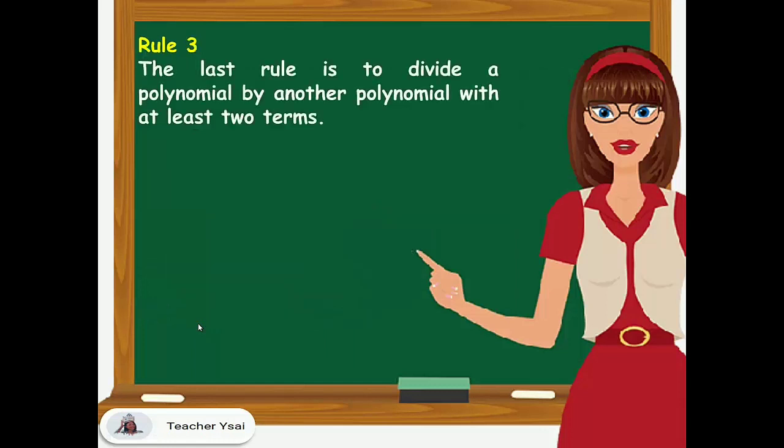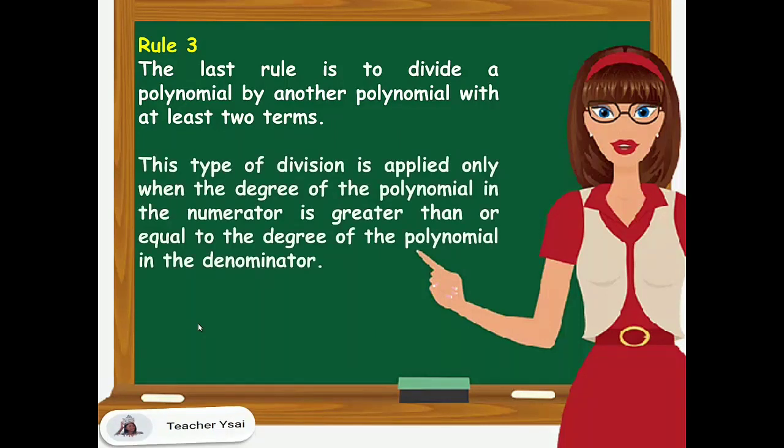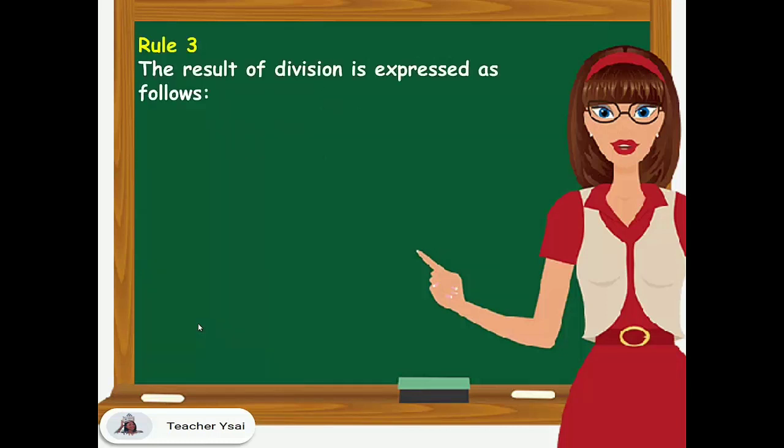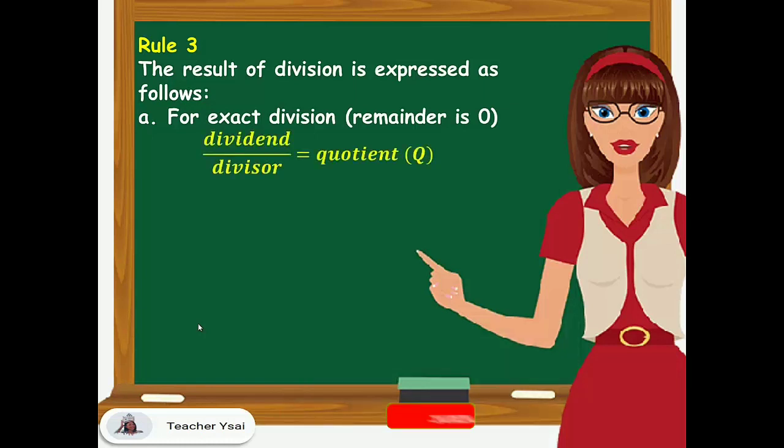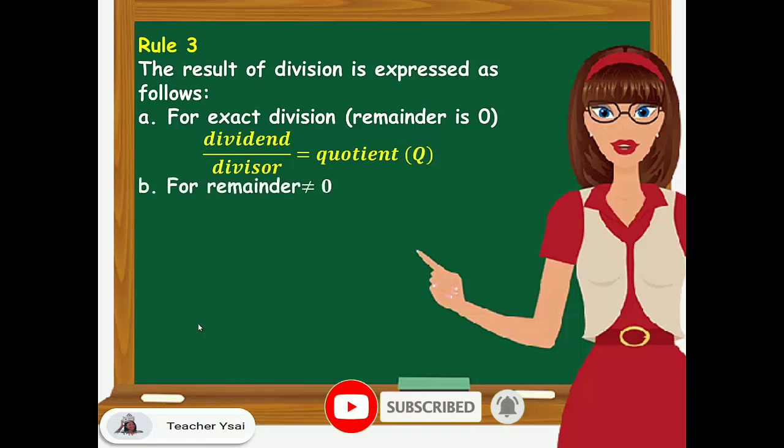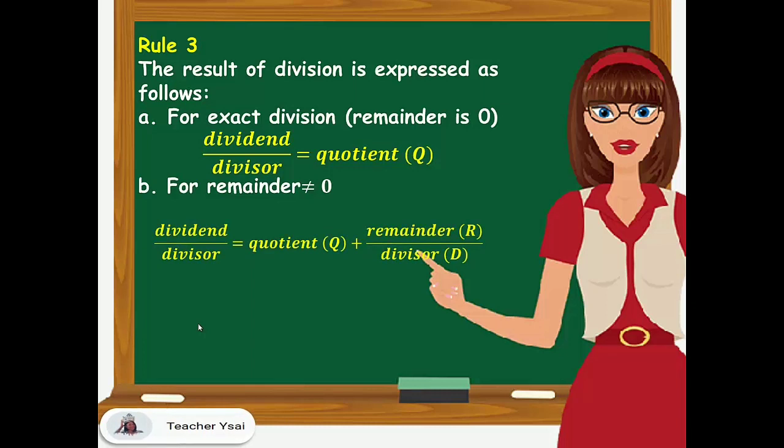Rule number 3. The last rule is to divide a polynomial by another polynomial with at least two terms. This type of division is applied only when the degree of the polynomial in the numerator is greater than or equal to the degree of the polynomial in the denominator. The result of division is expressed as follows. For exact division, where the remainder is 0, we have dividend divided by the divisor equals quotient. For remainder not equal to 0, we have dividend divided by divisor equals quotient plus remainder over the divisor.